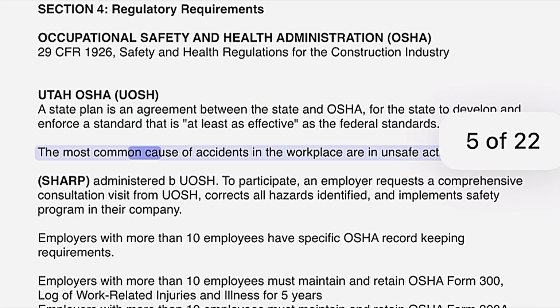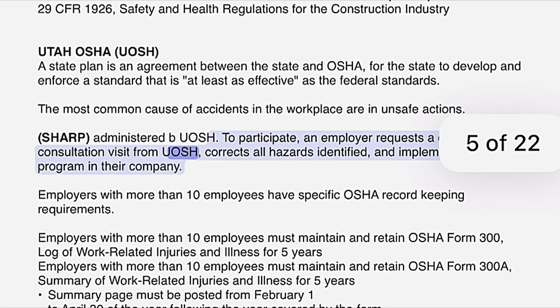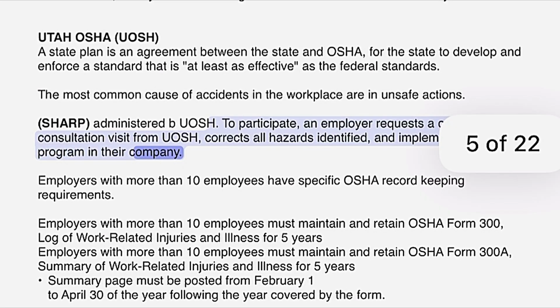The most common cause of accidents in the workplace is unsafe actions. SHARP, administered by UOSH. To participate, an employer requests a comprehensive consultation visit from UOSH, corrects all hazards identified, and implements a safety program in their company.